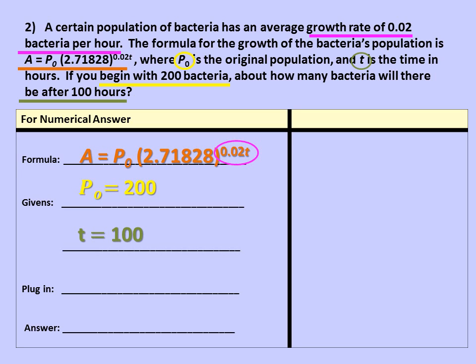Now, the only things I'm going to have to plug into my formula are my P0 and my t. So I like to write it down like this, using parentheses where my variables used to be. What are we going to plug in for the P0? Well, 200, right? And what do I plug in for my time? 100, because it was 100 hours, wasn't it?